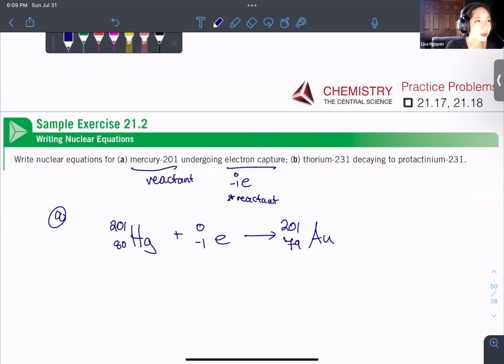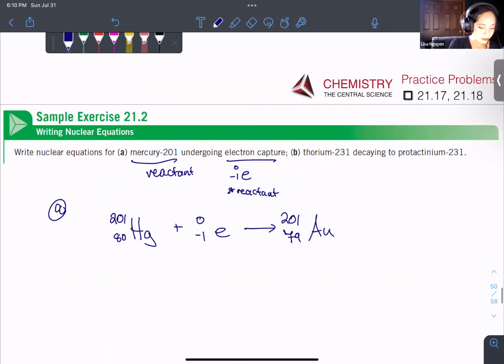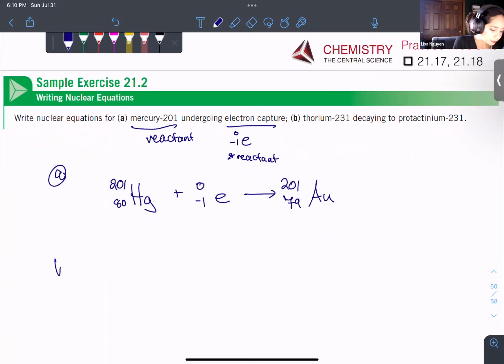So you can't make gold through chemical reactions, but if you undergo nuclear reactions, you can achieve what alchemists were trying to achieve for hundreds of years. So that's kind of neat. So that one's done. All right, so B is a different substance.